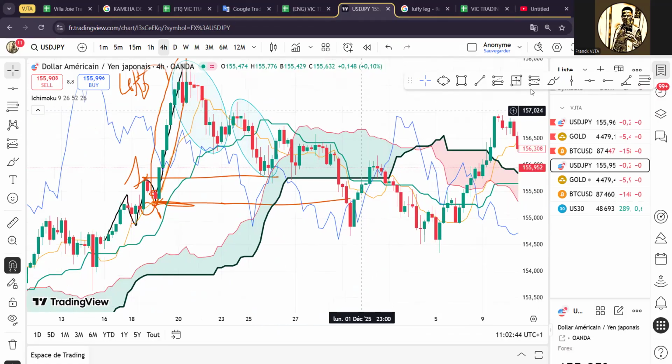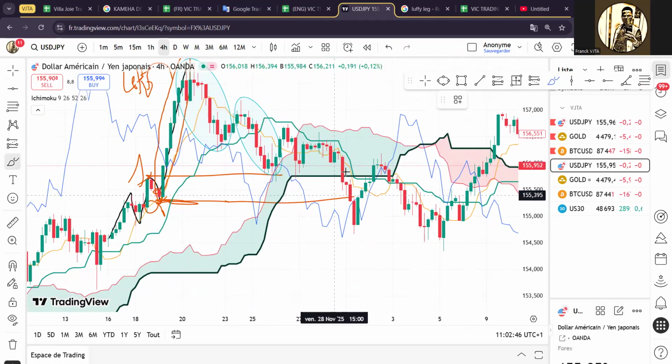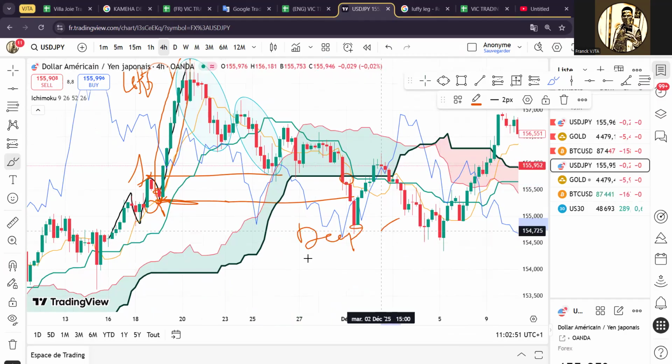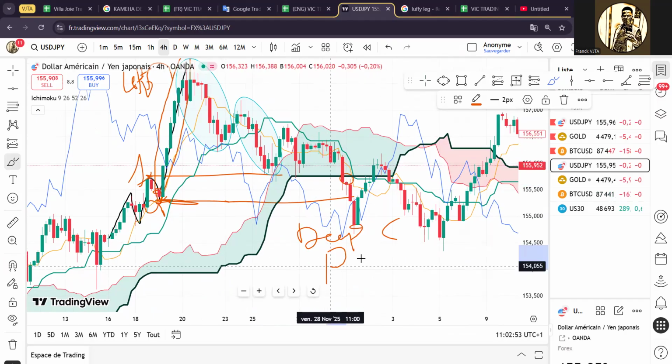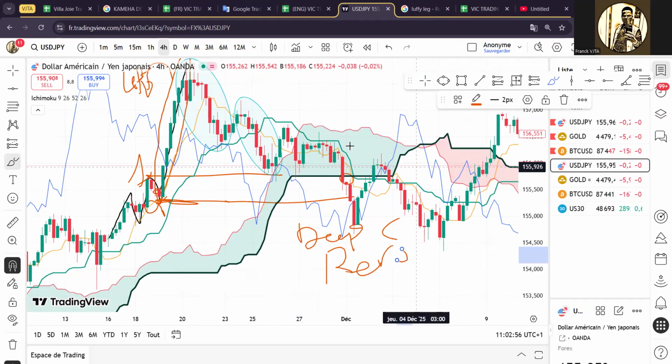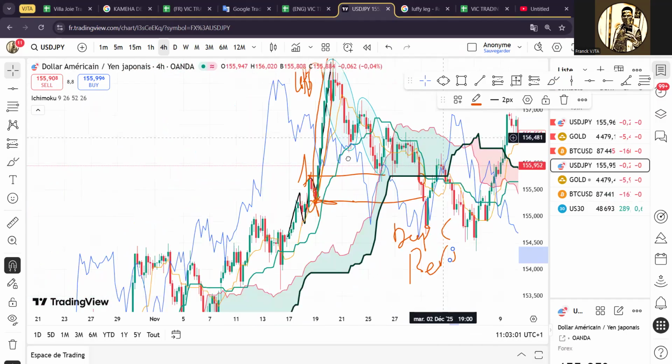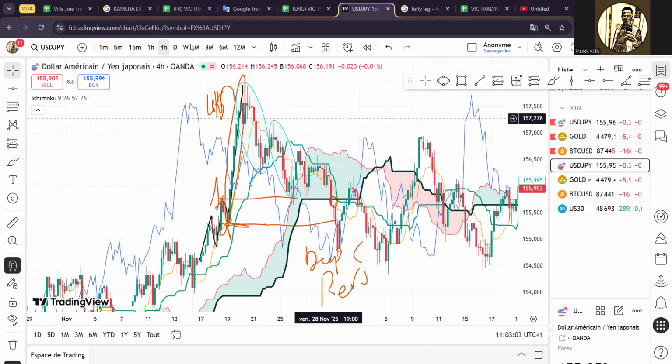what did I tell you? Is a deep correction, right? Or a complete reversal of the market. In this case, it was a reversal of the market because this one created a new trend. You see what I mean? And we knew that it was a reversal.